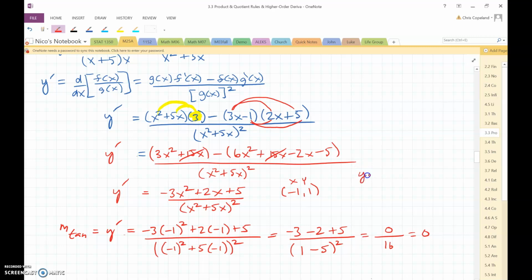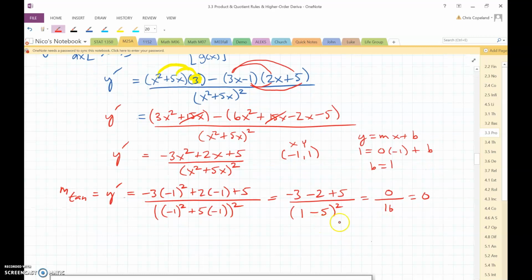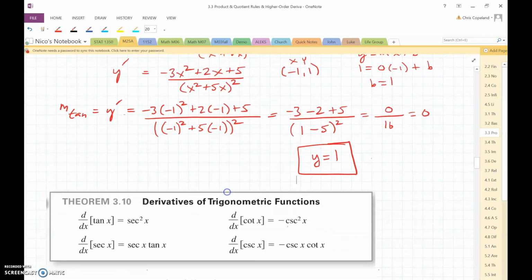So now to come up with the equation of the line, y equals mx plus b. y is 1, slope is 0, x is -1, and b is what we're trying to find. So now we know b is equal to 1. So the equation of the line would be y equals 1. That would be the equation of the tangent line.